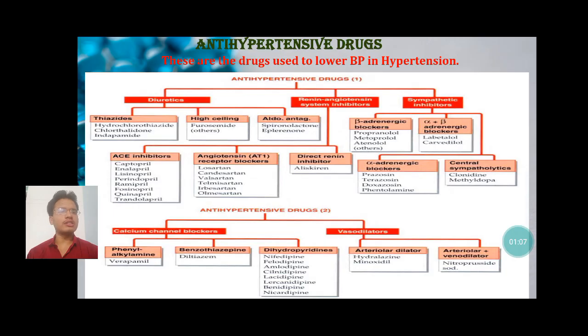In renin-angiotensin system inhibitors, we can classify as ACE inhibitors, angiotensin receptor blockers, direct renin inhibitor. Sympathetic inhibitors can be classified as beta adrenergic blockers, alpha plus beta adrenergic blockers, alpha adrenergic blockers, and central sympatholytics. In calcium channel blockers, we can divide into phenylalkylamine, benzothiazepine, and dihydropyridine. Vasodilators can be classified as arteriolar dilator, arteriolar plus venodilator.